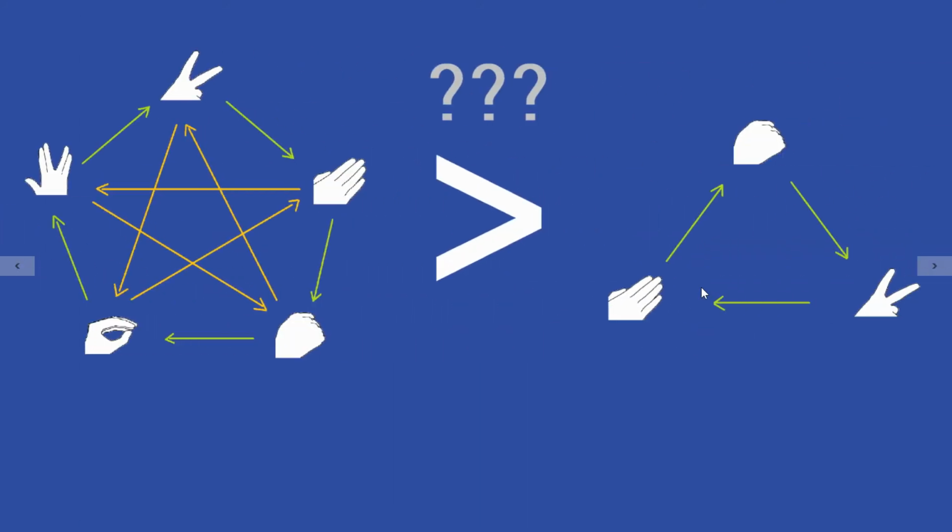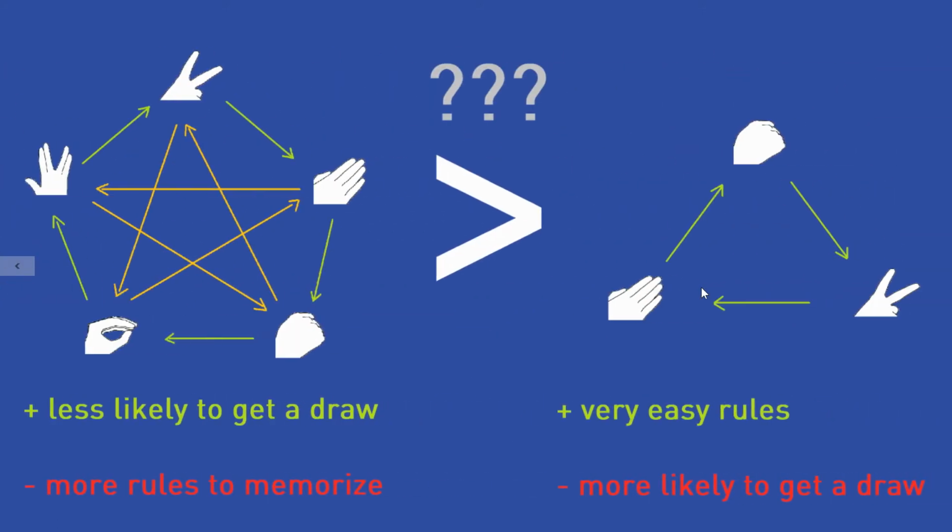But is the Lizard Spock version better than the normal version of the game? Well, in the Lizard Spock version of the game, you have to memorize more rules. But on the other hand, it is less likely that two people will play the same figures at the same time, which means a draw. The basic version of the game has very easy rules, but it is more likely to get a draw, so that two people will play the same figures at the same time. So in the end, you have to decide by yourself if you want to play the original version of this game or a more modern version of the game.